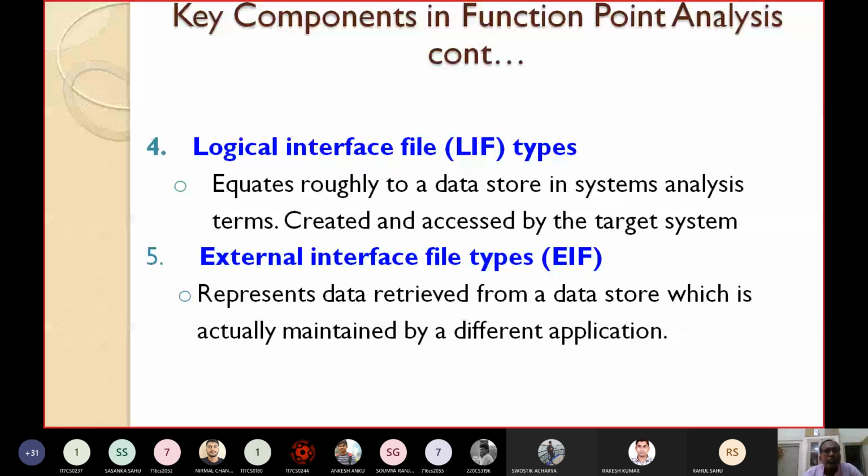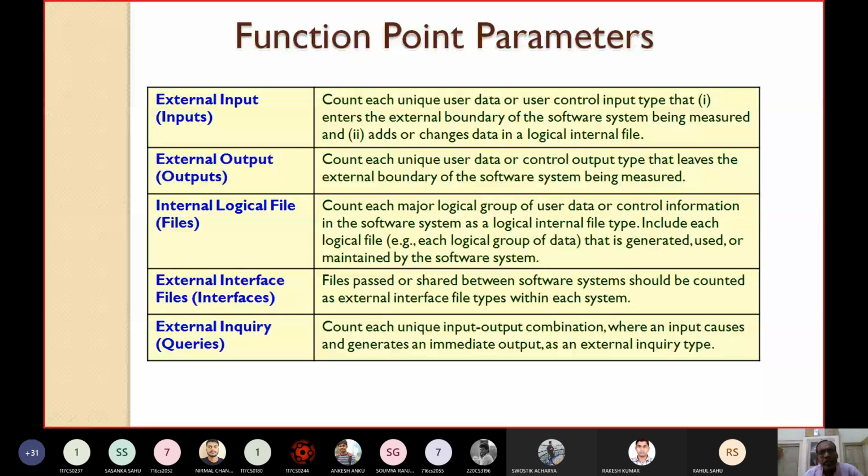So whatever I have told, five parameters, 5 components, the definitions are written here. Like input means it is a user type that enters the external boundary of the software system being measured, which enters your data and adds or changes data in a logical internal file. This is very simple. You know what is input, output, file, interface, queries. We need not explain more. You can refer later.